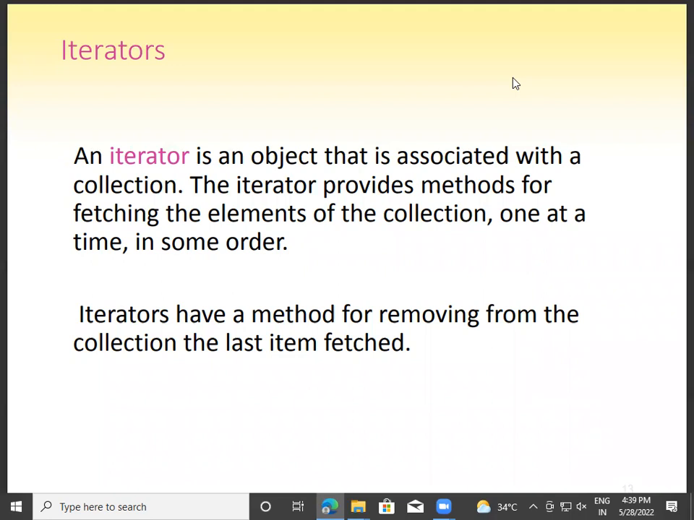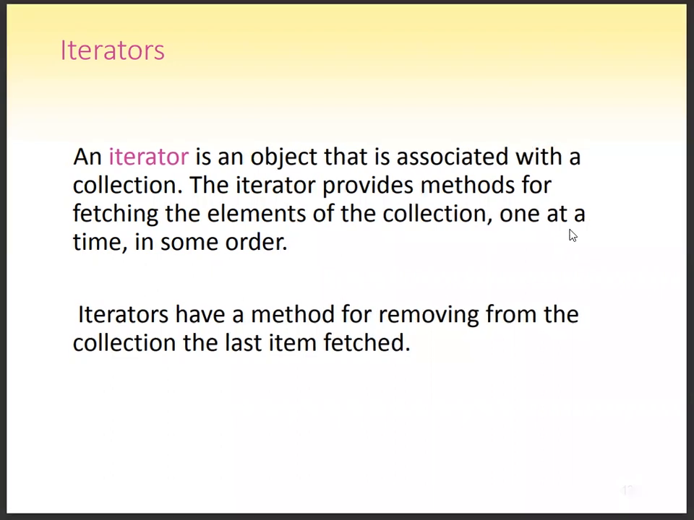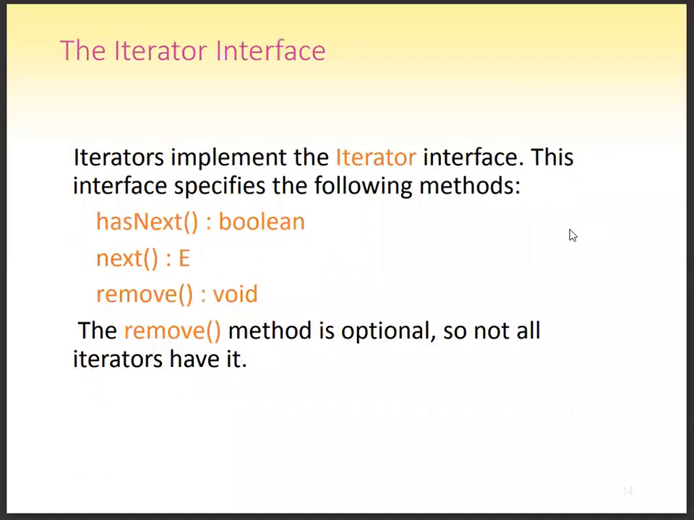Okay, so whatever data is available with us could be accessed with the help of the iterators. We can move further with the help of methods like hasNext, and we can come back also. Okay, iterator has a method for removing the collection's last item fetched. We can remove the element which we inserted into the container last.